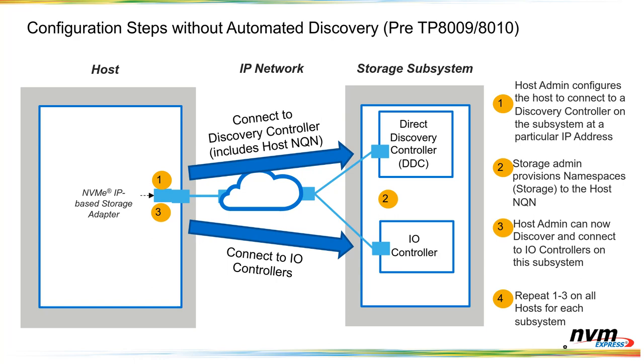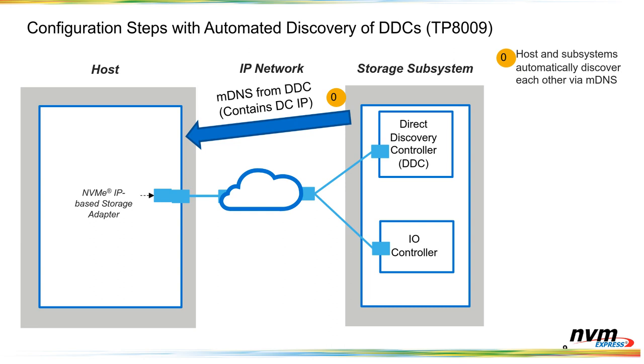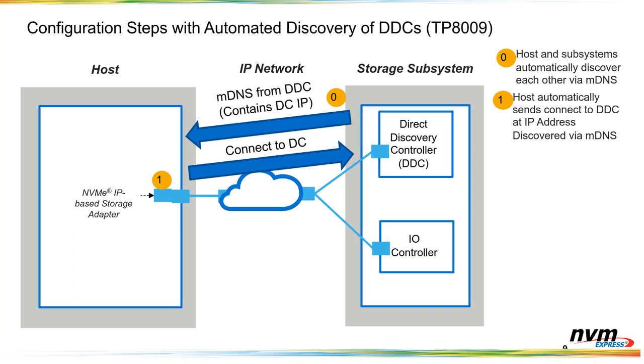I was talking about direct discovery in the previous slide. So if we were just to add support for TP 8009, which is a technical proposal that described how a host could automatically discover discovery controllers, the discovery process would be enhanced slightly, and that's as shown here. Basically, when the storage subsystem comes online, or if the host comes online after the storage subsystem, they can use mDNS to discover each other. In this case, I've got the mDNS announcement coming out from the DDC saying, hey, I've got a discovery controller over here. Here's my IP address. And the host will pick that up and automatically, if there's an appropriate client deployed on the host, connect to the direct discovery controller at the IP address that they discovered via mDNS.